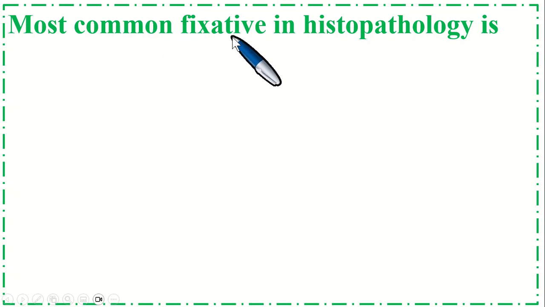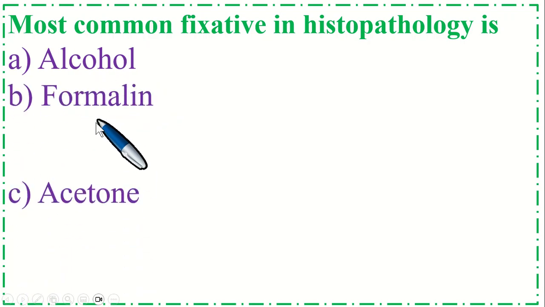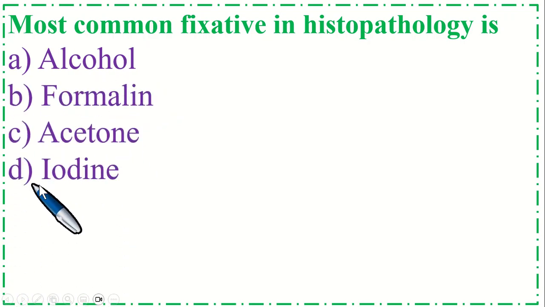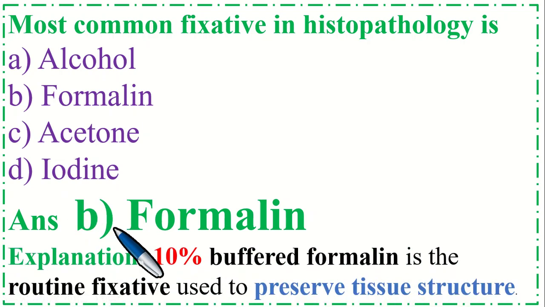Most common fixative in histopathology is option A alcohol, B formalin, C acetone, and option D iodine. So the correct option is B, formalin. 10% buffered formalin is the most commonly used routine fixative to preserve tissue structure.